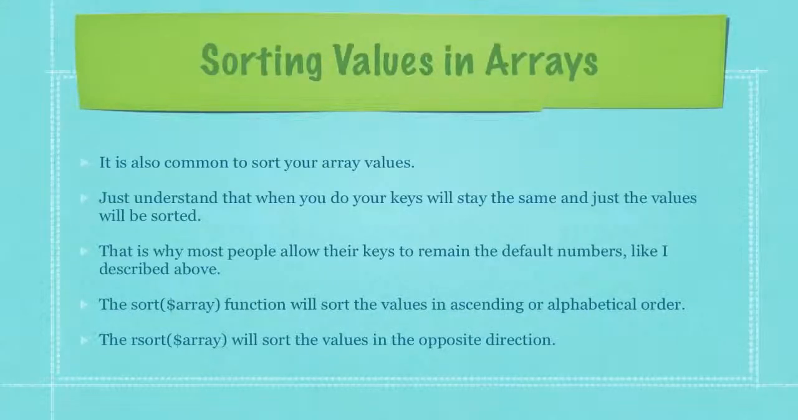It is also common to sort your array values. Just understand that when you do, your keys will stay the same and just the values will be sorted. That is why most people allow their keys to remain the default numbers like I described above. The sort function will sort the values in ascending or alphabetical order, while the rsort will sort the values in the opposite direction.